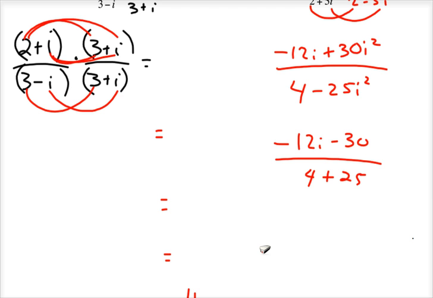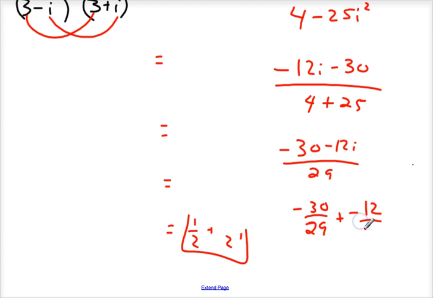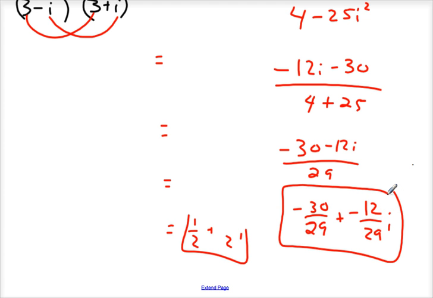I'm going to rearrange the top so the real number is in front. So it would be negative 30 minus 12i, and the bottom would be positive 29. I'm going to split it up. Negative 30 over 29 is my real number, and I could put plus negative, or just minus, either way. 12 over 29 is my imaginary number. No reducing to do on this one because 29 is prime, so nothing goes into both the 30 and 29 or the 12 and 29, unlike the last problem.